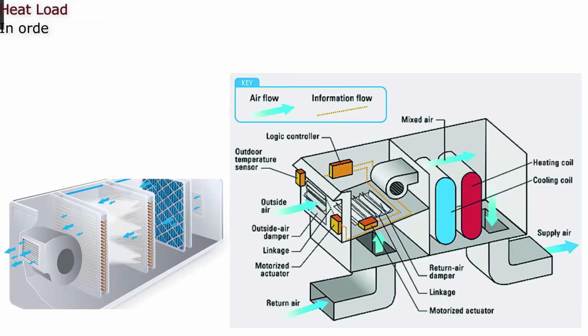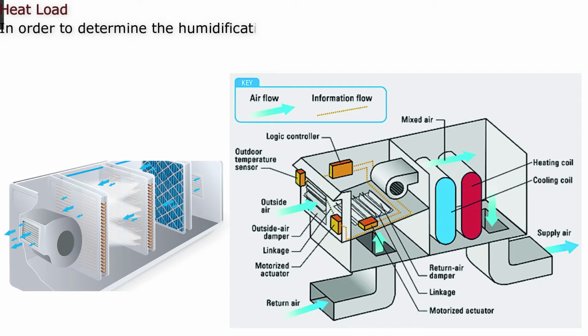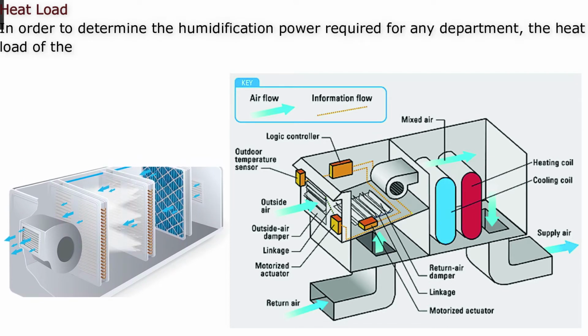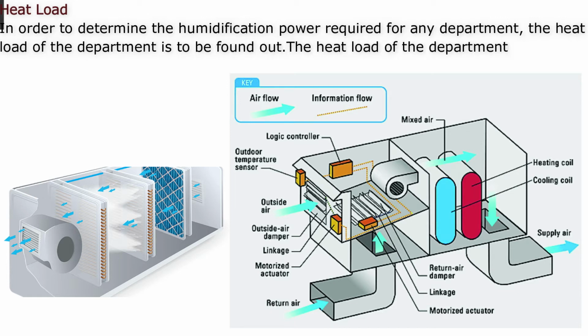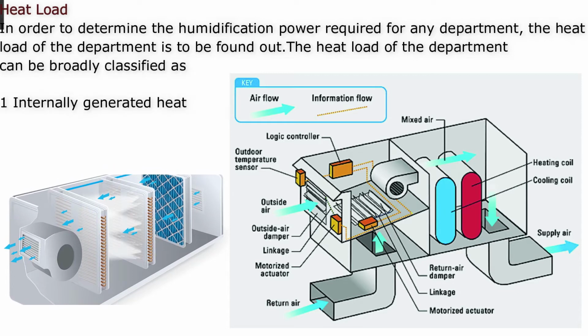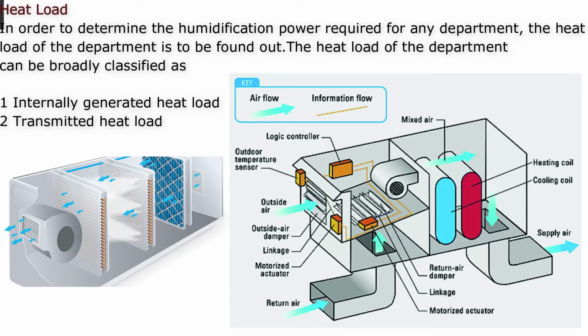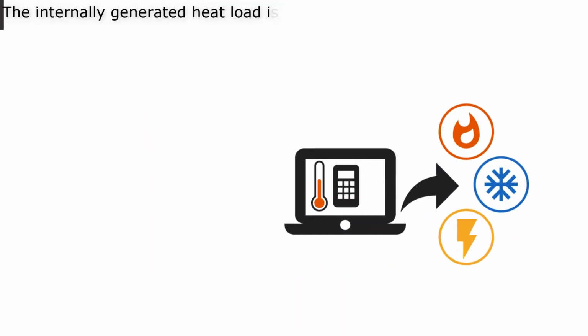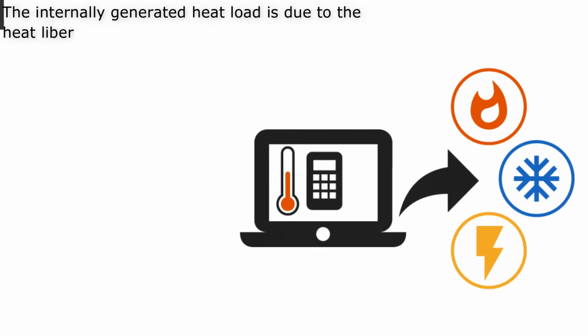Heat load. In order to determine the humidification power required for any department, the heat load of the department is to be found out. The heat load of the department can be broadly classified as: 1. Internally generated heat load. 2. Transmitted heat load.